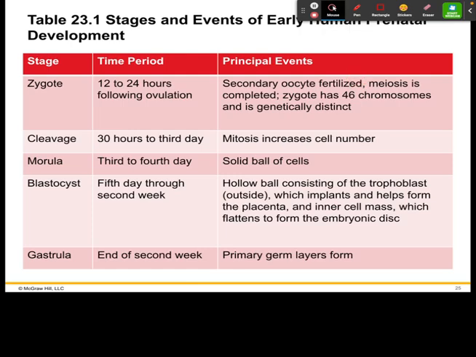And then here is a nice chart that talks about all the different stages that we've discussed so far and roughly how long the body is in each of these time periods, as well as specific events that are going to happen in each of these periods.